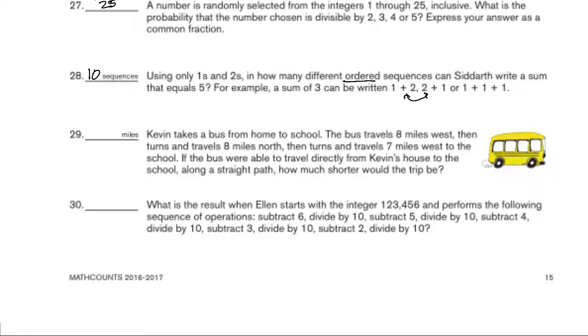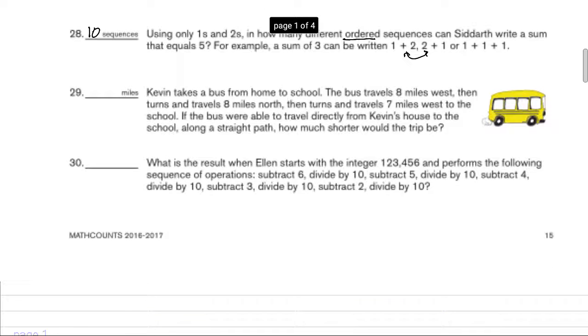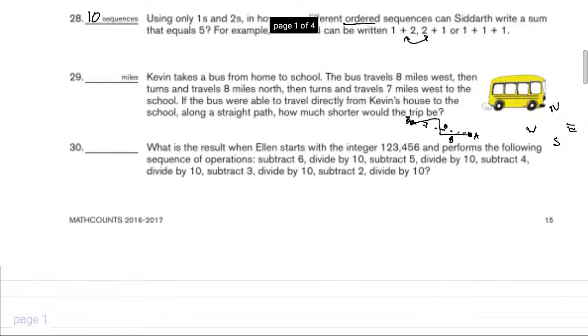So, just while we're working it out, let's say that this is west and this is north, east, and south. We go 8, and we go 8, and then we go west again, and we go 7, and it's asking if we could go from point A to point B, what would that distance be? Okay, so let's scroll down.